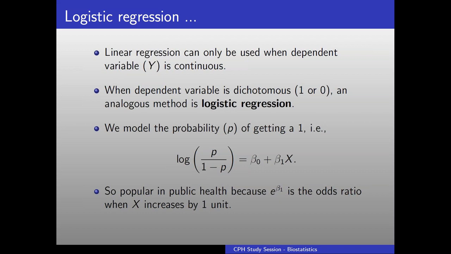The main reason logistic regression is so popular in public health is because by taking that beta 1 coefficient from logistic regression and doing e to the power of beta 1, we can actually show that that's the odds ratio for this dichotomous dependent variable when x increases by 1 unit. Because of that analogy to the odds ratio, and because odds ratios are used as effects so much in public health, logistic regression is very popular.